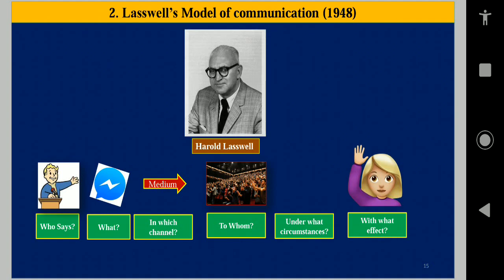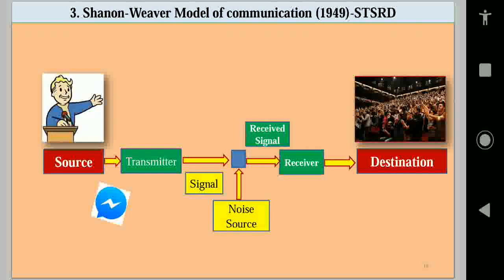in social sciences. Next come to the Shannon-Weaver model of communication, developed in 1949 by Shannon and Weaver. Short form is SMCRD. Here there are 5 ingredients in the Shannon and Weaver model. What are those? Source, transmitter, then signal, then receiver, and last one is destination.